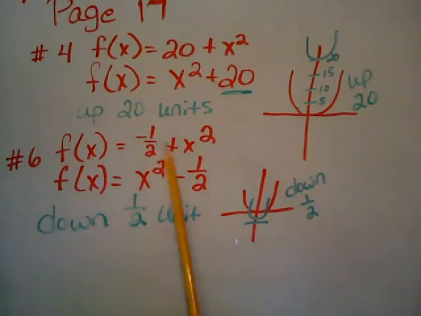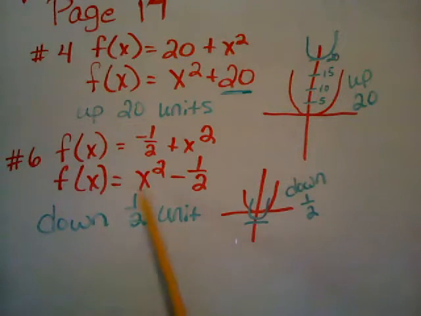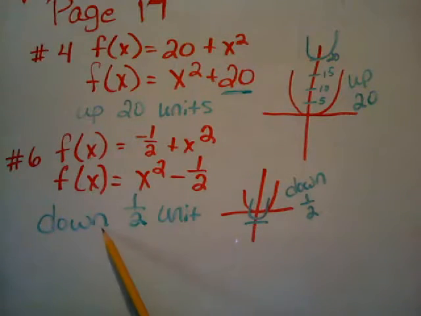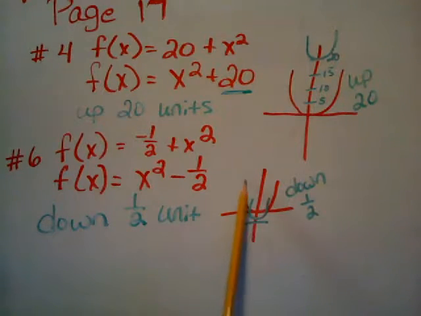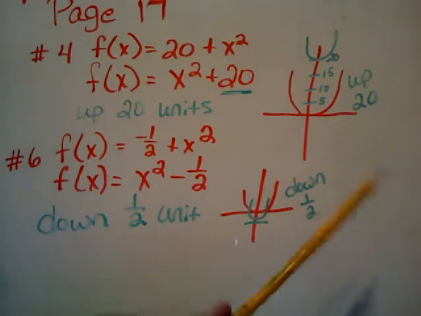Number 6 is written negative 1/2 plus x squared. Now I wanted to write it where I could see it better. F of x equals x squared minus 1/2. So now this is not positive anymore, it's negative. So instead of moving up, I'm going to be moving down. So my parent graph is on the 0, and then here's 1, and I moved it down 1/2. So it's just going to be moving up or down, and in a minute we're going to look at can move left or right.